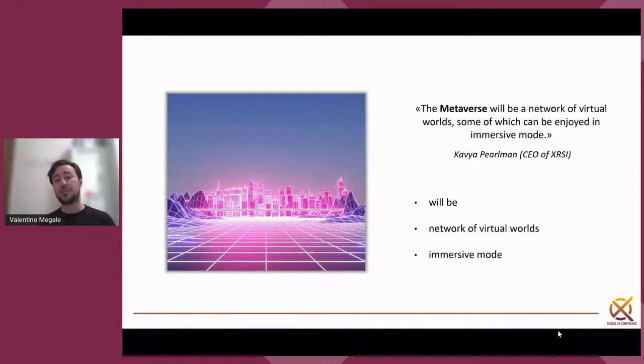So the metaverse will probably be a network of virtual worlds, the interconnection of many virtual worlds. Some of them you will be able to experience with a new way of experiencing digital content, thanks to the spatial paradigm. Thanks to immersive technologies, you will be able to appreciate space, a total digital, interactive setting that will provide you the realistic sense of presence. Some of them will be experienceable directly through the browser.